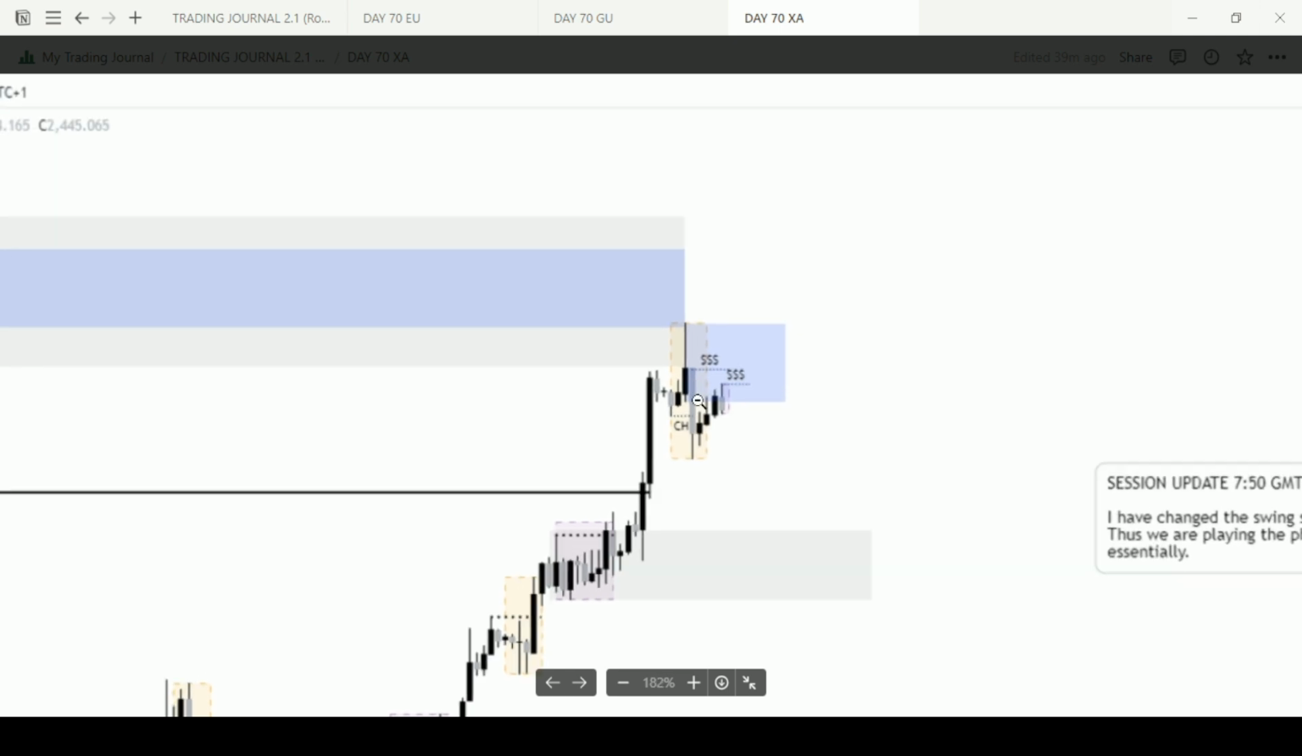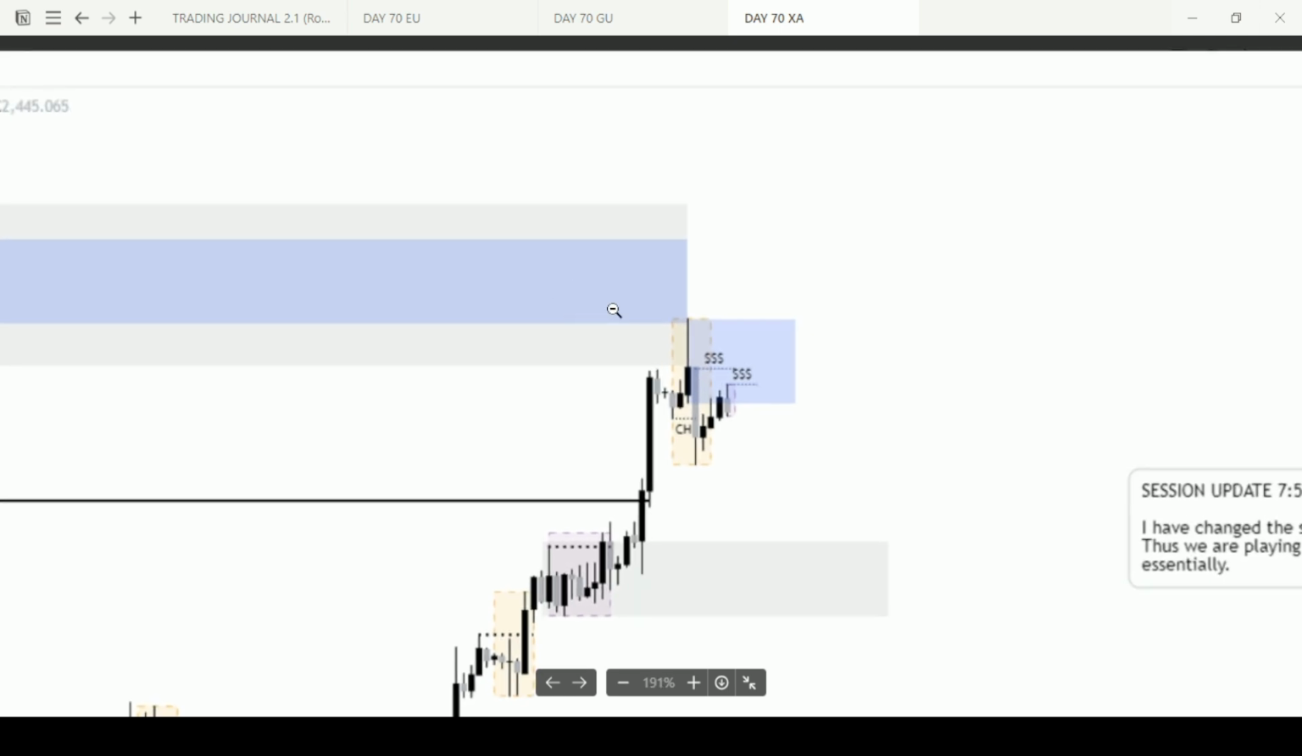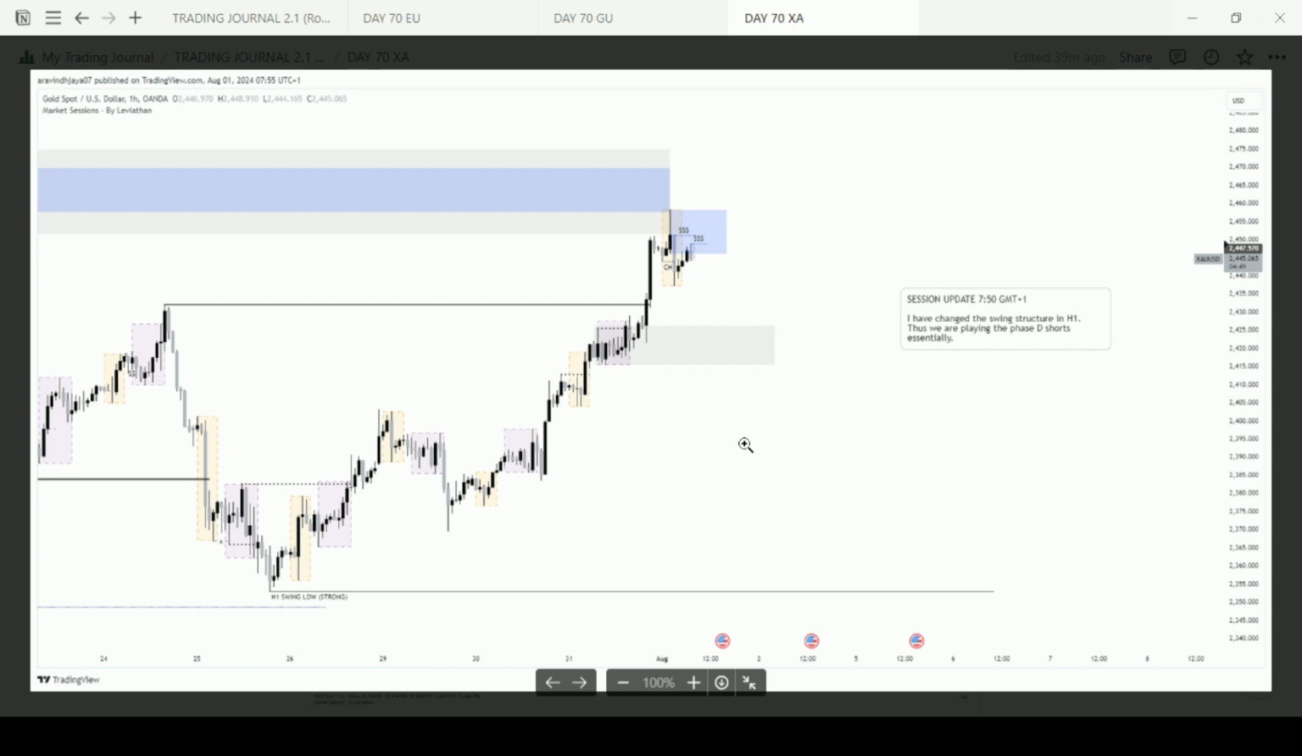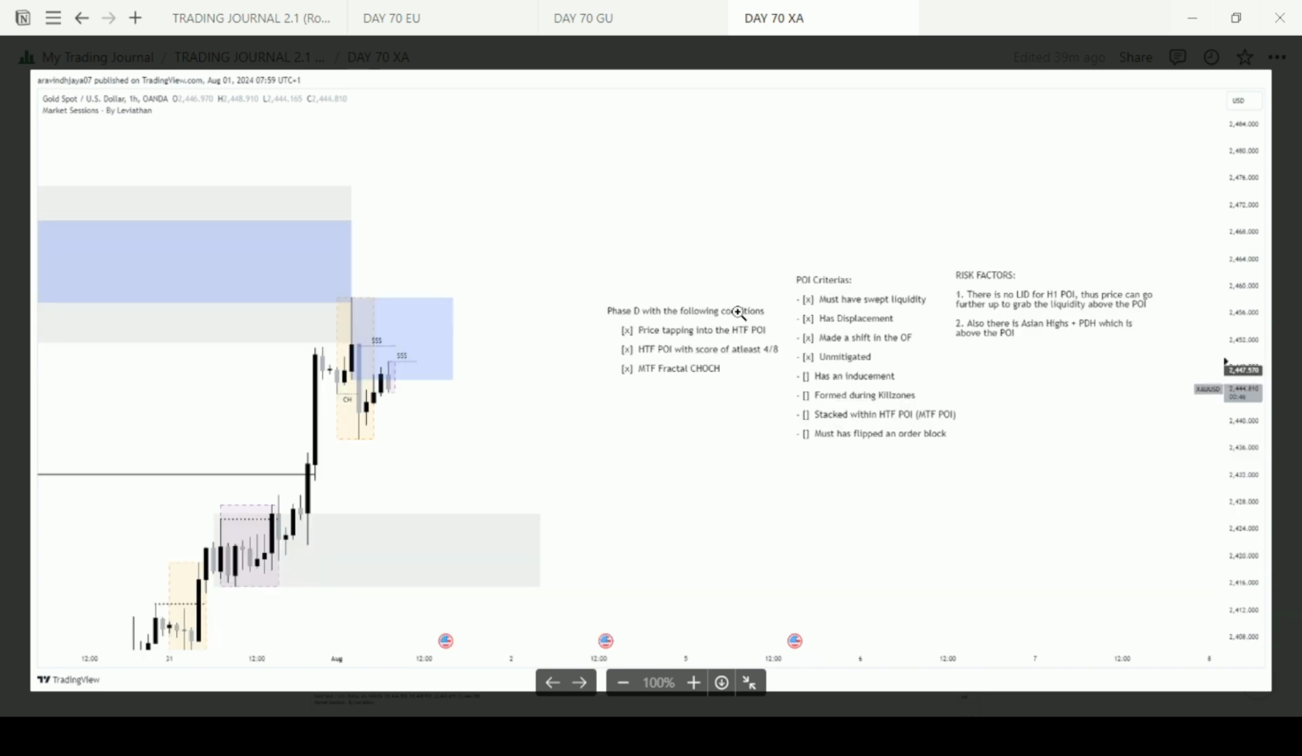And price has made a bearish chop, tapping into the high time frame POI. So very high probability PSC shorts. You can see here, PSC with the following conditions. Price tapping into the high time frame POI, check. High time frame POI score of 4 by 8, checked. Empty of stock, checked. Everything is checked. So these are the criteria of the high time frame POI. It must accept liquidity, displacement must have made an order flow shift. It's unmitigated. So these are the things that the high time frame POI has.